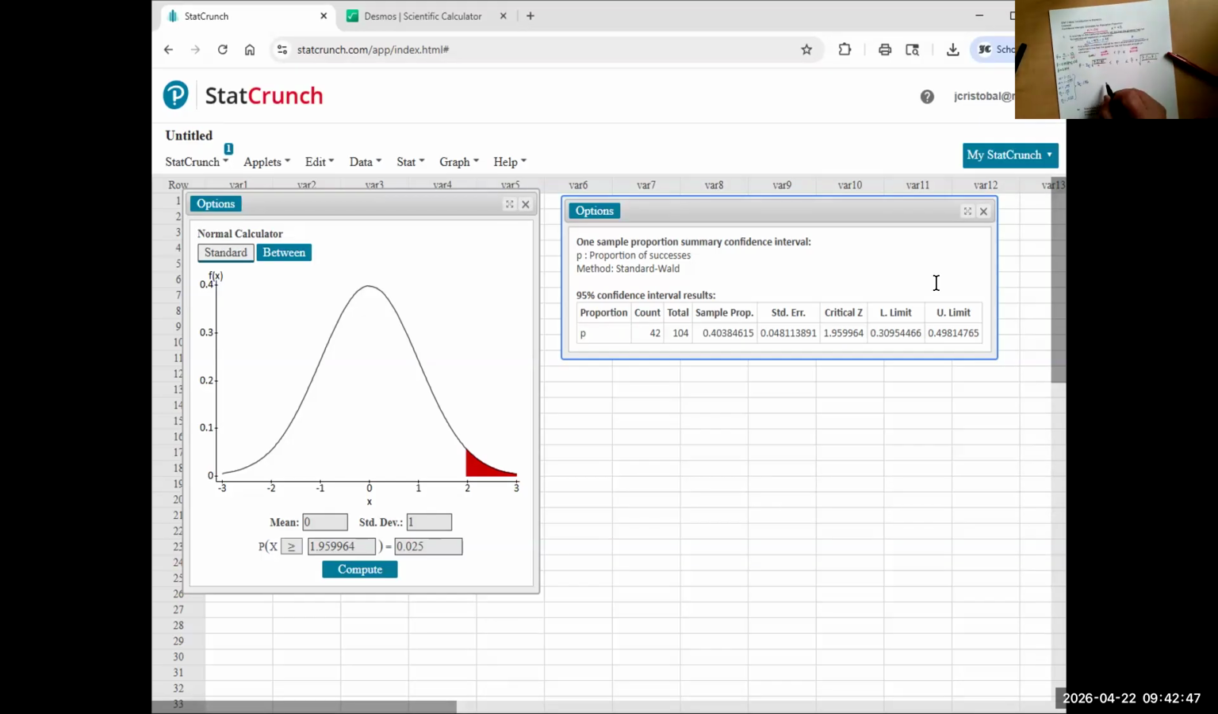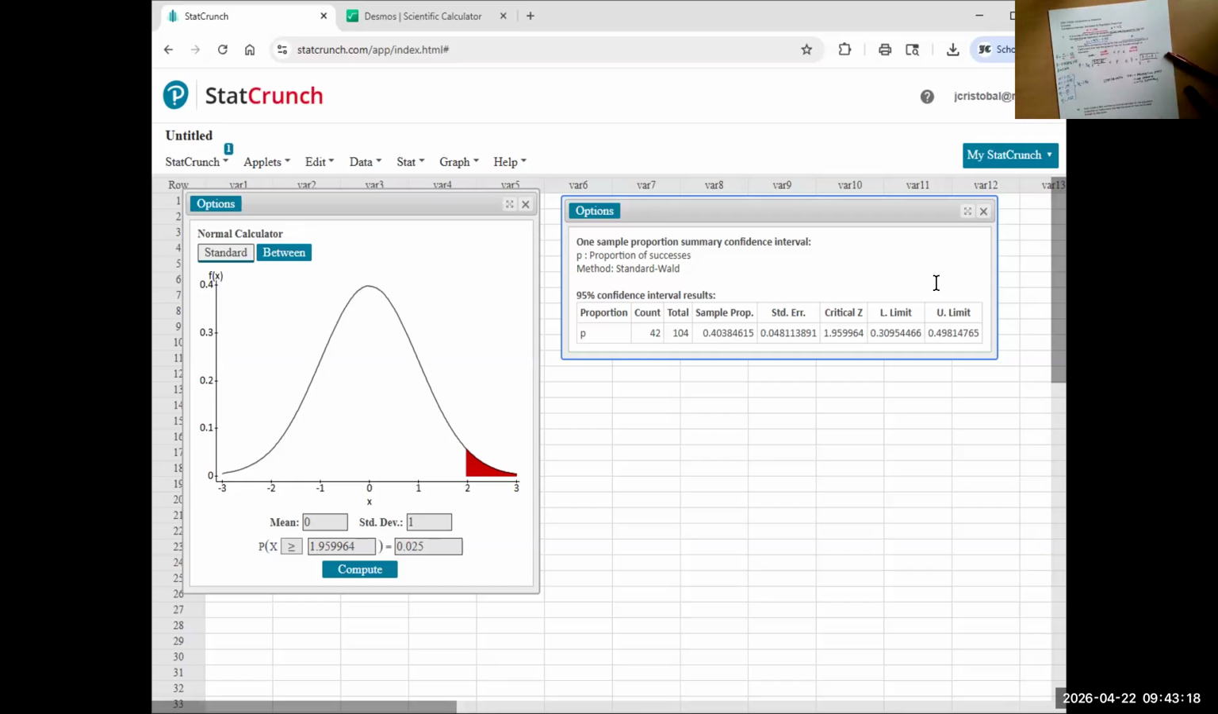So from StatCrunch, using that Stat menu, then we did Proportion Stats, I believe it was called, right? Then we did one sample with summary, right? So kind of highlighting those components.